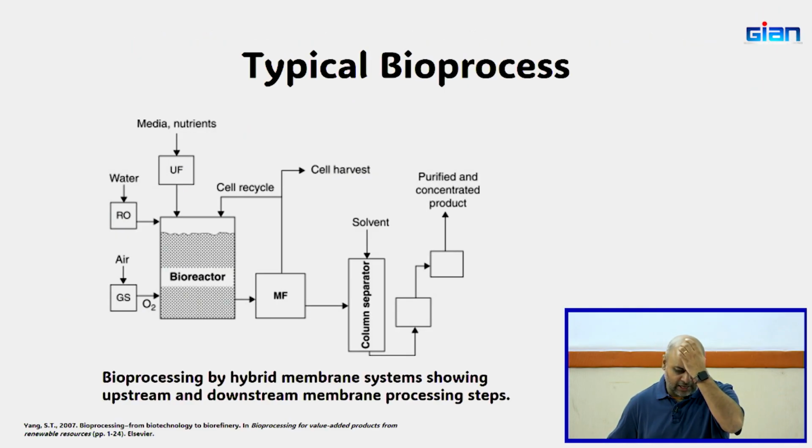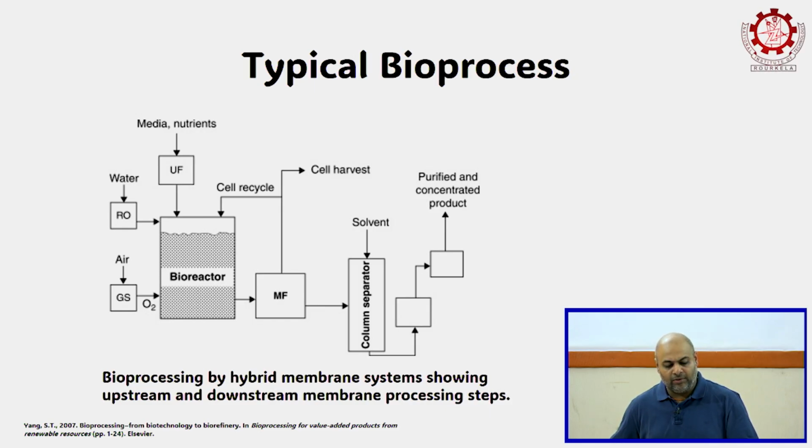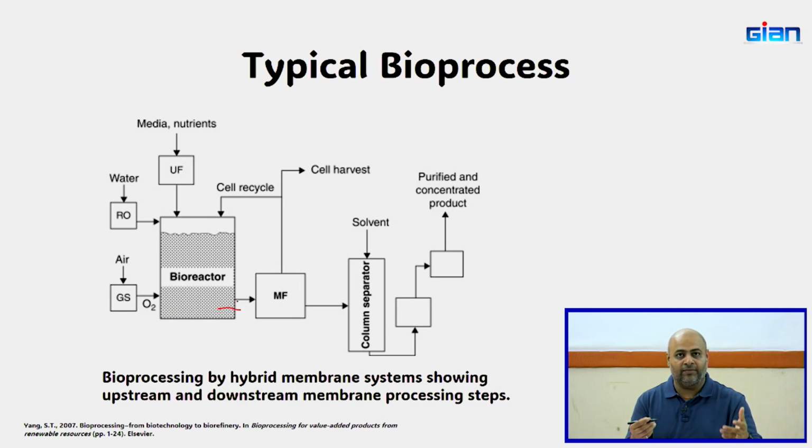Now this is an example of a typical bioprocess that you can see. So you have your media and nutrients which are coming in through ultrafiltration into a bioreactor. You have water which is being added to the bioreactor through reverse osmosis. Air is being passed in to provide the oxygen to the bioreactor. And then once the cells have grown to a specific concentration, they are moved into membrane filtration.